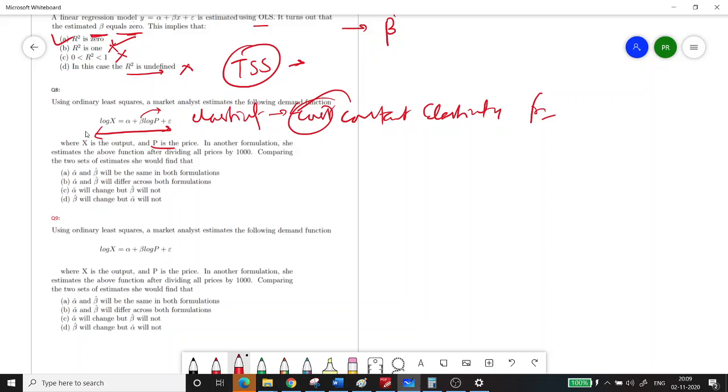In another formulation, she estimates the above function after dividing all prices by 1000. So what the researcher does is in the next model, she divides all the prices by 1000. Comparing the two sets of estimates, she would find that alpha hat and beta hat will be the same in both formulations. This need not be true. Alpha hat and beta hat will differ across both formulations. Again, you can verify this will not be true. This option, that beta hat will change but alpha hat will not, is not true. This option in this case is the right option where it says that beta hat will not change, however, alpha hat will change. So in this case, D is your correct answer.